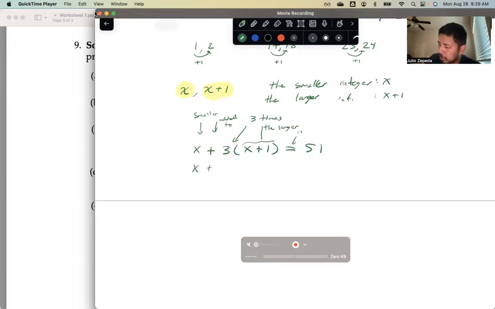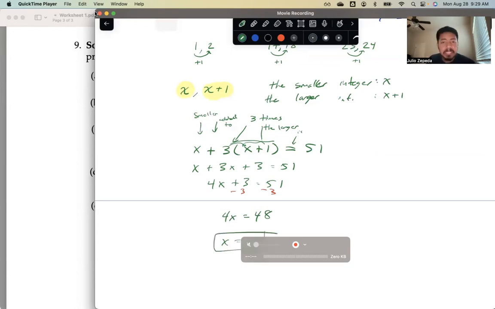Okay, so let's go ahead and solve this one here. I'll just distribute the 3. This is 3x plus 3 equals 51. So 4x plus 3 equals 51. If I subtract 3 on both sides, then 4x equals 48. And dividing by 4 on both sides, I get x equals 48 divided by 4, which is 12. And so I'm saying x is 12.